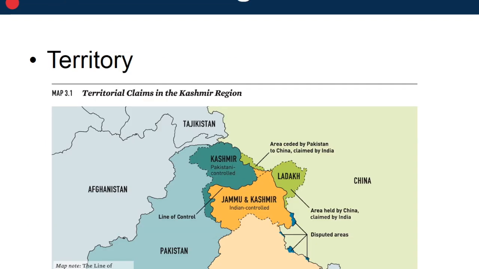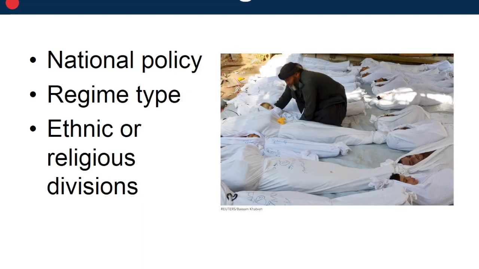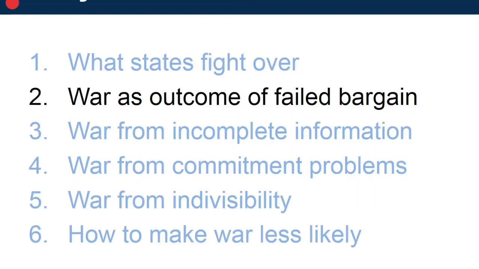Now, the most sought after thing that nations fight for is territory. Here we have the example of Kashmir, where we have Pakistan, India, and China all vying for this resource. It's very resource-rich land, and they fight for that in order to gain those resources to improve their economy. Other things that countries fight for, national policy. We can think about things like different types of nuclear weapons or some kind of economic policy. Regime types, people often fight wars for. We see this a lot when it comes to coups, ethnic or religious divisions. We see that in Israel.